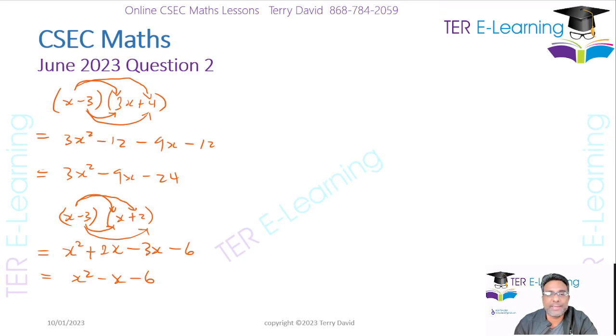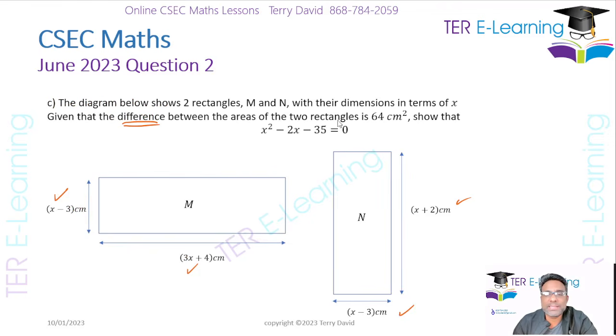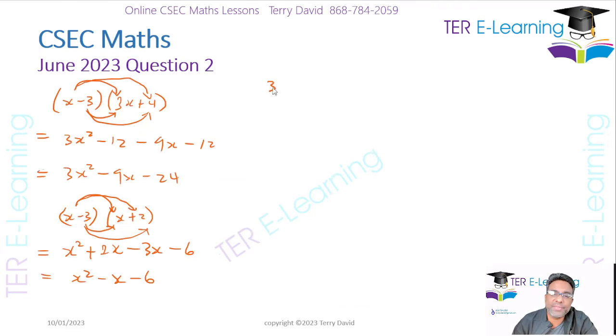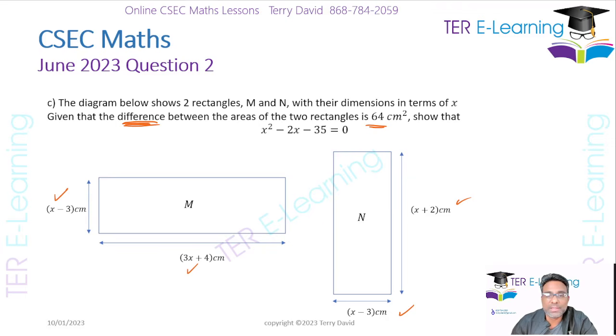But in the question, they said that the difference, right? That means that when I take one area and I subtract the next area, I should get 64, right? So let's do that. Let's take the area of the first rectangle. That's 3x squared minus 9x minus 24. Right? And I'm going to subtract the area of the second one. Now you need a bracket here, or else you're going to make a mistake. X squared minus x minus 6 is equal to 64. Because it told us that the difference in area is 64. Right? Now, let's see if we actually get that answer here.